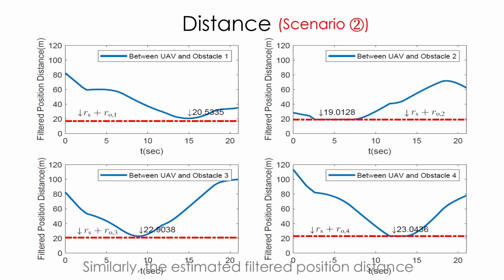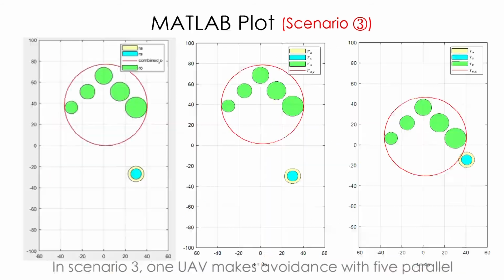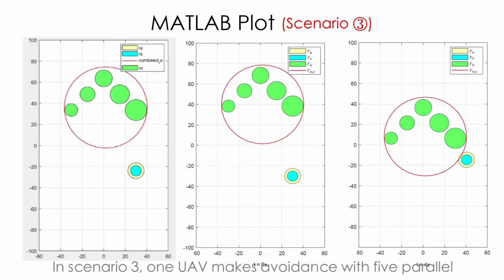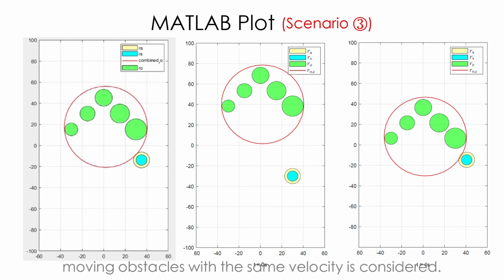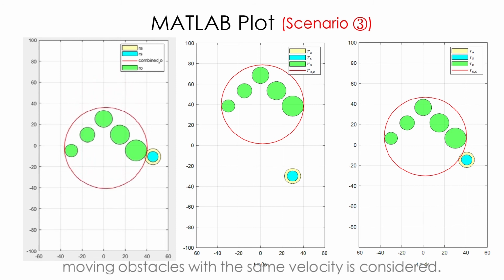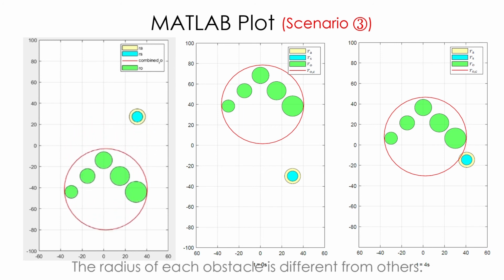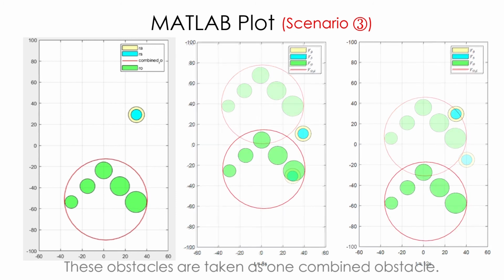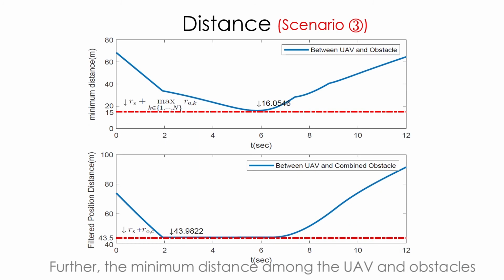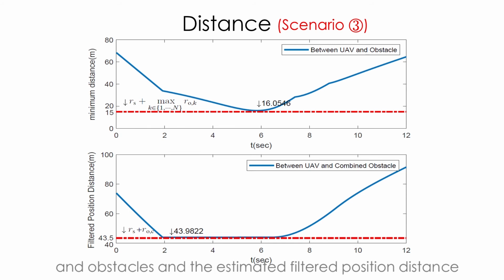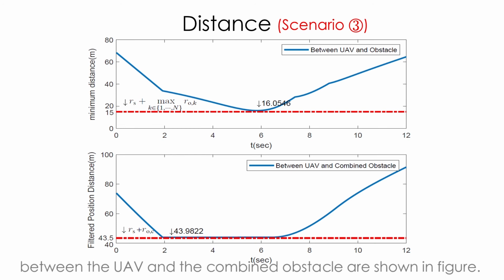Similarly, the estimated filtered position distance between the UAV and each obstacle is more than its safety distance during the experiment. In Scenario 3, one UAV making avoidance with 5 parallel moving obstacles with the same velocity is considered. The radius of each obstacle is different from the others. These obstacles are taken as one combined obstacle. Further, the minimum distance among the UAV and obstacles and the estimated filtered position distance between the UAV and the combined obstacle are shown in the figure.